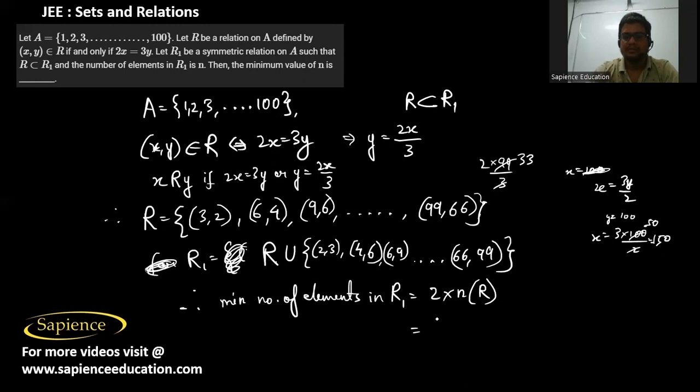So it will be twice the number of elements in set R, that is going 3, 6, 9 till 99. Here 3 ones are 3, 3 twos are 6, 3 threes are 9, till 33. So there are 33 elements, the 33 ordered pairs. So it will be 2 into 33, that is equal to 66.